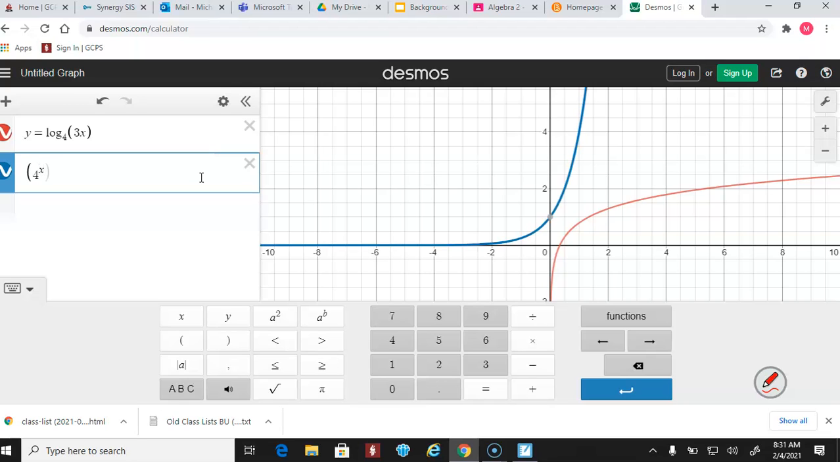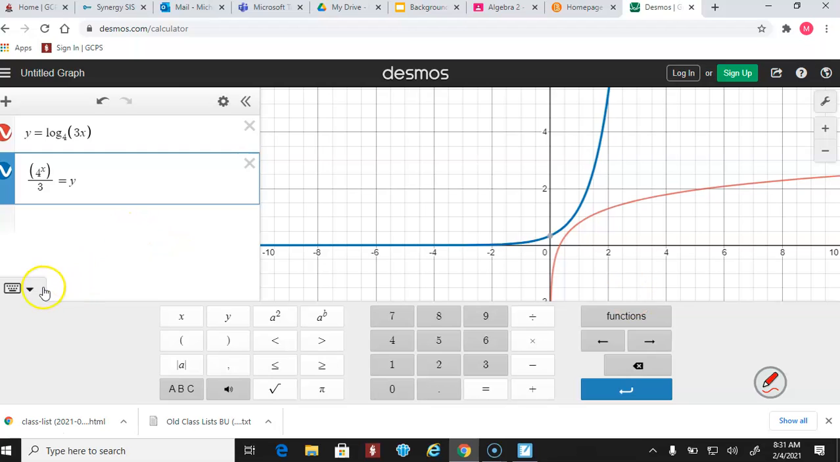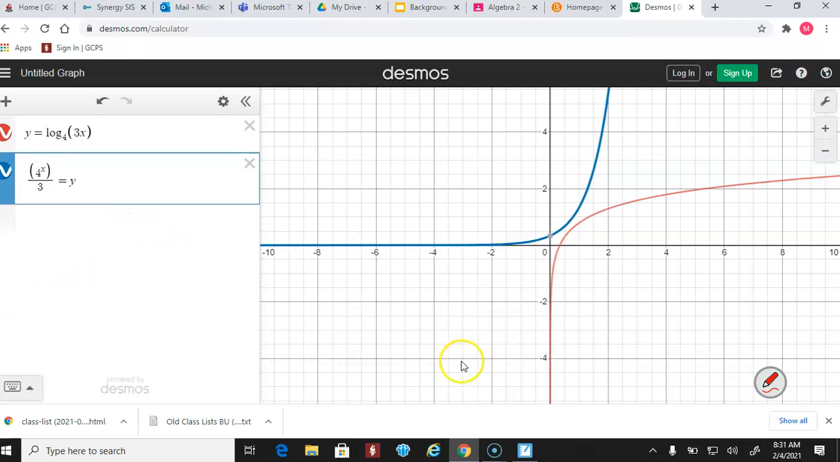Go to the right and put it in parentheses, and then I'm going to divide that by my 3, and I'm going to set that equal to y. So immediately you should be able to see that these look like they're inverses of each other. And again, remember, the way I can tell that too is a reflection over the line y equals x. So if we pick a point here, this point is 0.333, right?